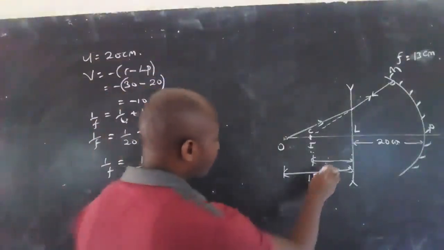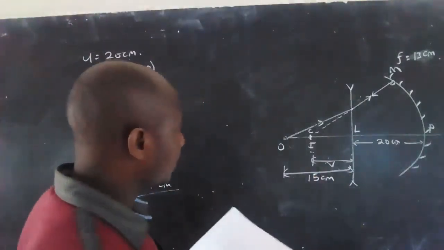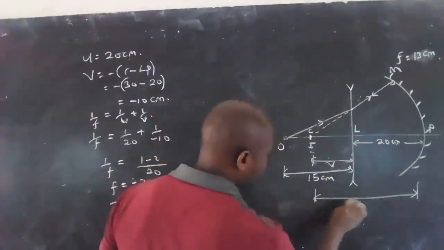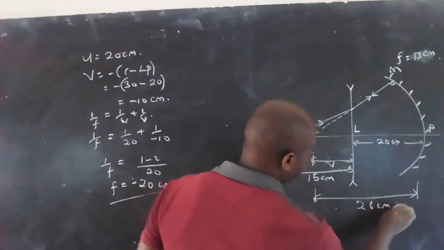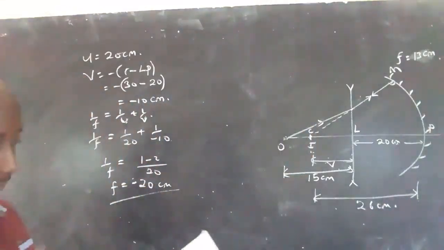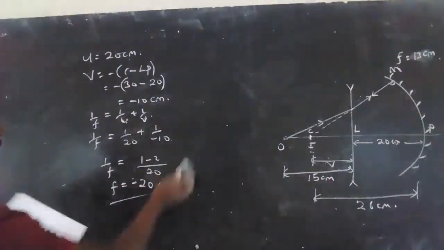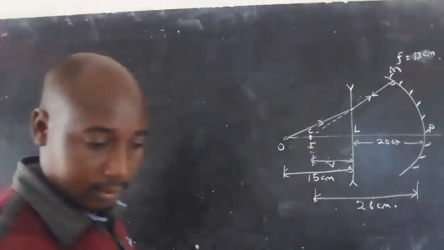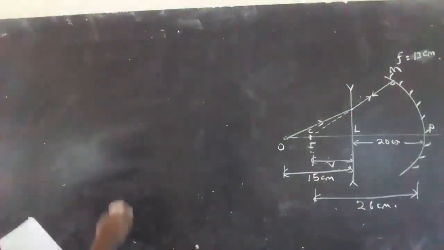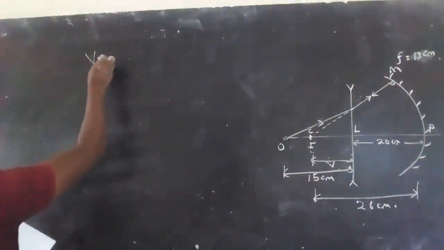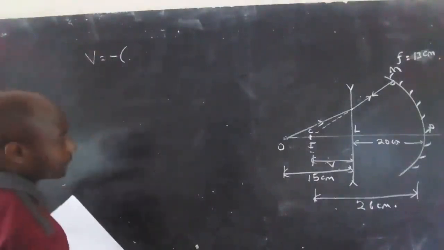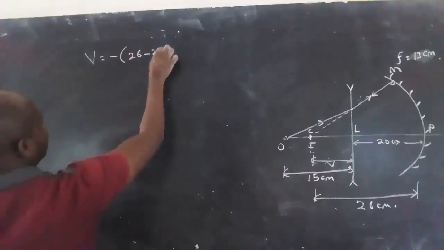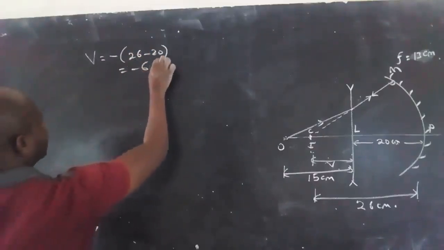This is a ray diagram, so we don't have this here. Then this distance from here up to there will be 26, because it's the radius of what? Curvature. It's the radius of curvature. So they are asking us to find the focal length for the diverging lens. As usual, we shall now get our V. Our V is negative because the virtual image will be 26 minus 20, which is negative 6 centimeters.